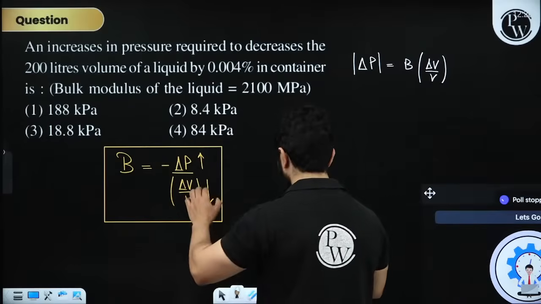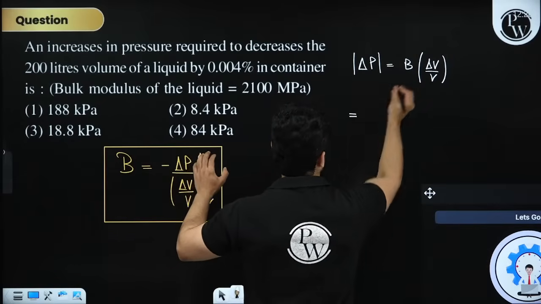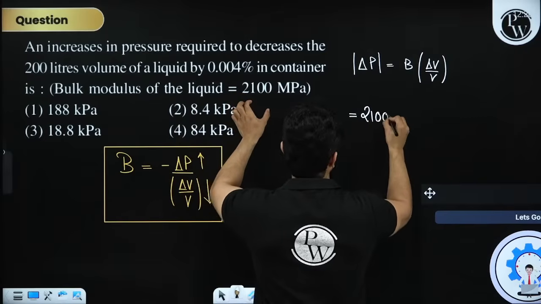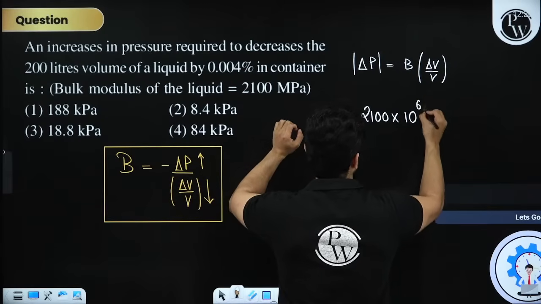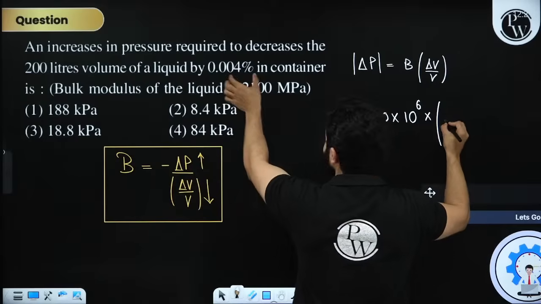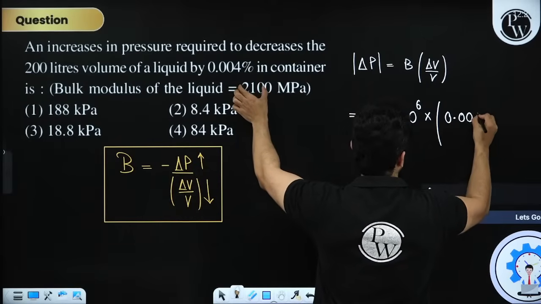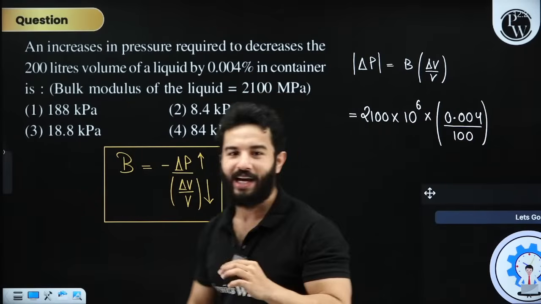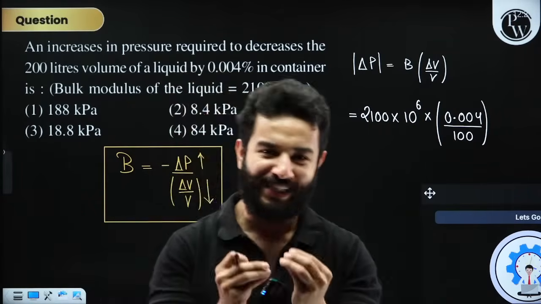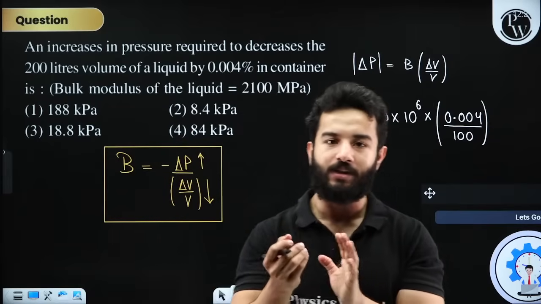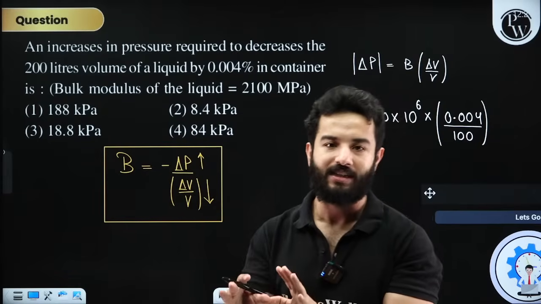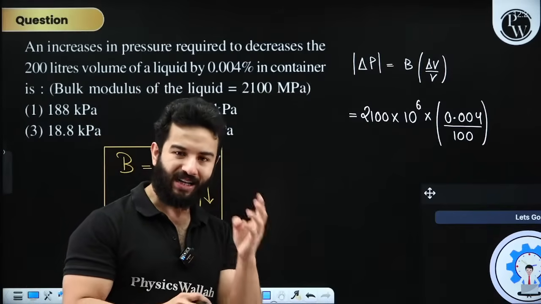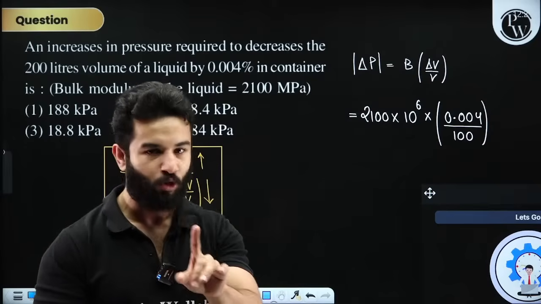Now please, many times students commit one mistake. Instead of B, you are going to simply write down the value, that is 2100 mega Pascal, so 10 to the power 6 Pascal, multiplied by, please understand, 0.004, and percentage basically means divided by 100, not multiplied by 100. I know that everyone knows this. This is basic 6th, 7th level maths. But sometimes in a high tension environment like the NEET exam or any competitive exam, we can commit such a mistake, that instead of dividing by 100, we simply multiply by 100. So don't make such a mistake.